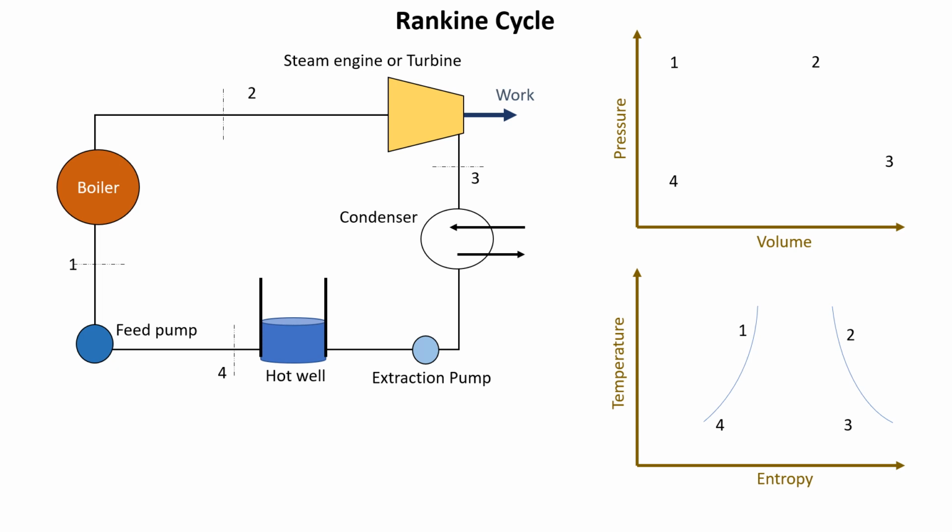Hello everyone. So today we'll discuss the Rankine cycle. So basically, the Rankine cycle is an ideal cycle for comparing the performance of steam power plants. It is a modified form of the Carnot cycle.